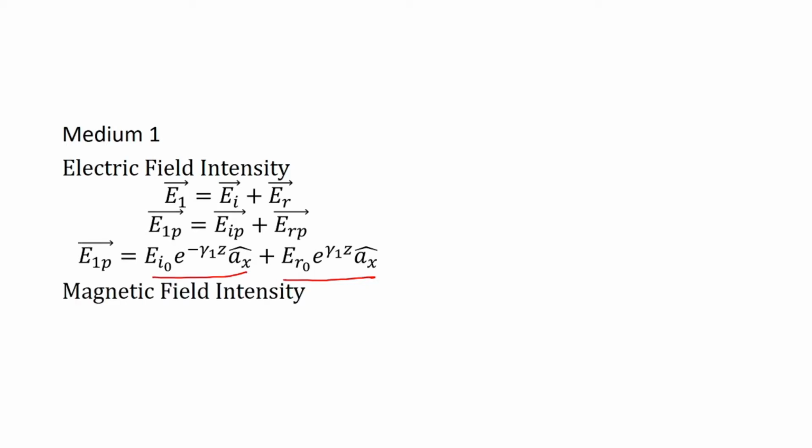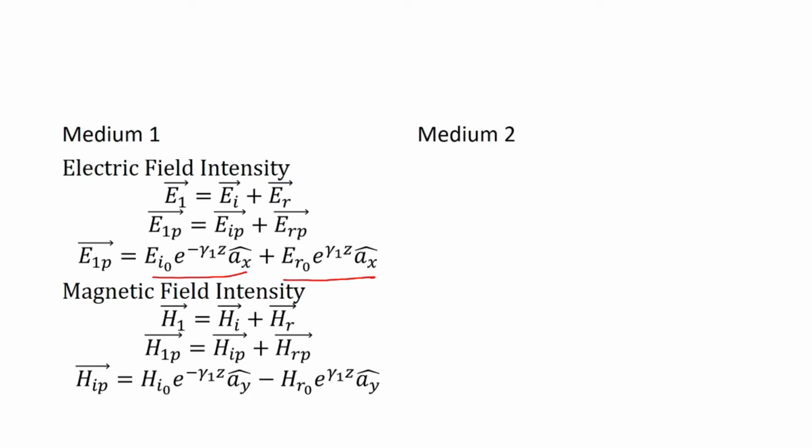Similarly, the magnetic field intensity is also because of two components, that is the incident wave and the reflected wave. Therefore, the magnetic field intensity inside medium 1 is equal to Hi bar plus Hr bar, and the phasor of magnetic field intensity inside medium 1 is equal to Hip bar plus Hrp bar. If I substitute the results which I got earlier, I get Hi0 exponential of minus gamma 1z ay cap minus Hr0 exponential of gamma 1z along ay cap. Understand that there is a positive sign here and a negative sign here because the electric field intensities are in the same direction, but the magnetic field intensities are in the opposite direction.